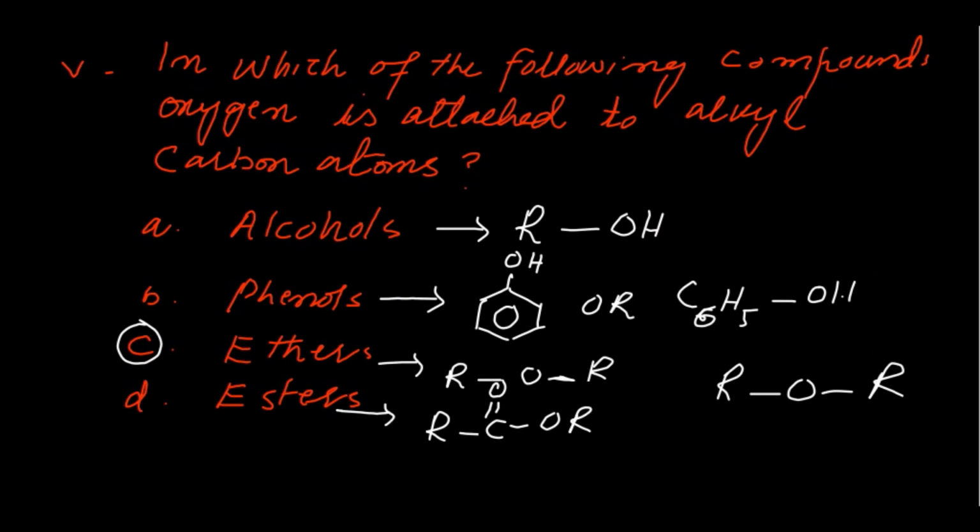While option number D is R C double bond O O R. Right, here the oxygen atom is attached with one carbon atom. So this is also not correct. So which is the correct option here, students? Option number C is correct, where oxygen is attached with two alkyl carbon atoms. I hope this is clear, students.